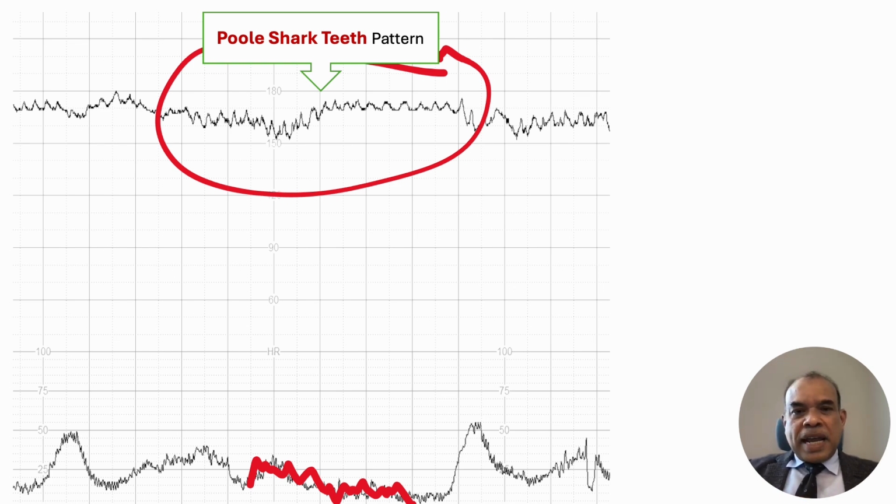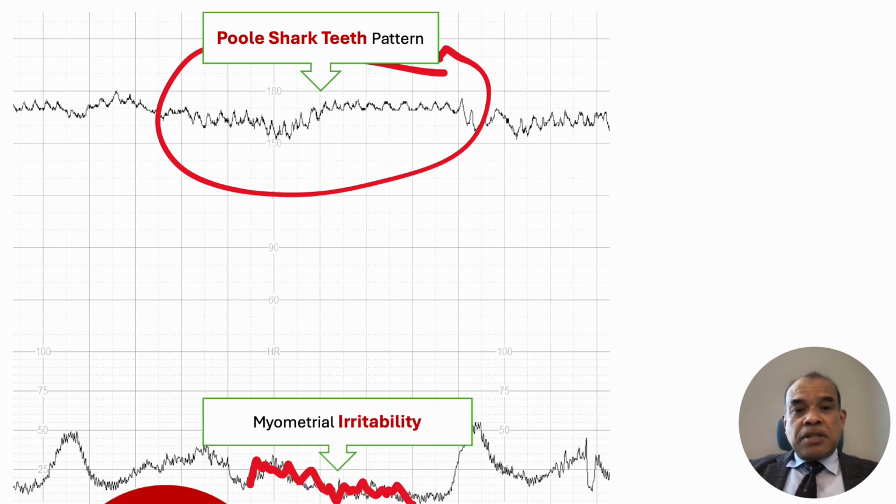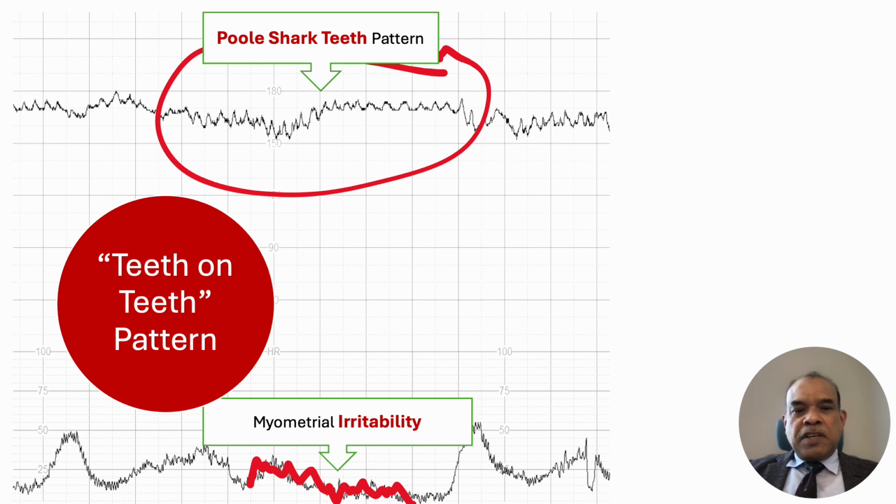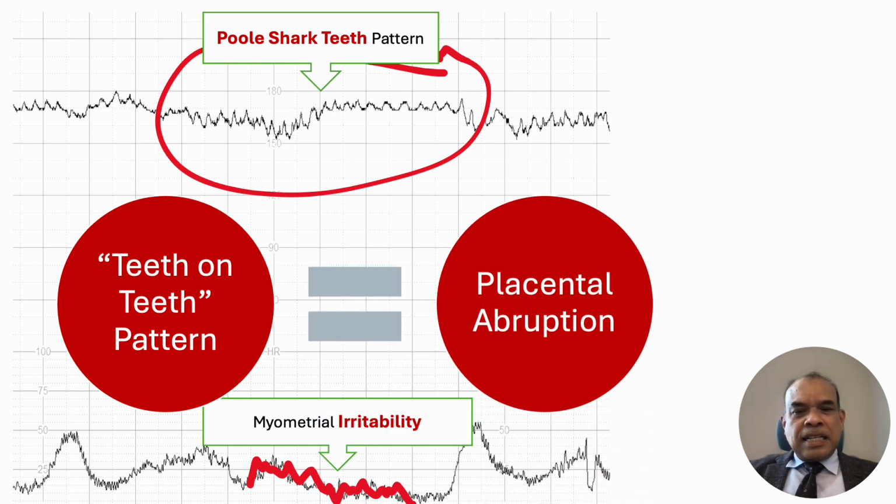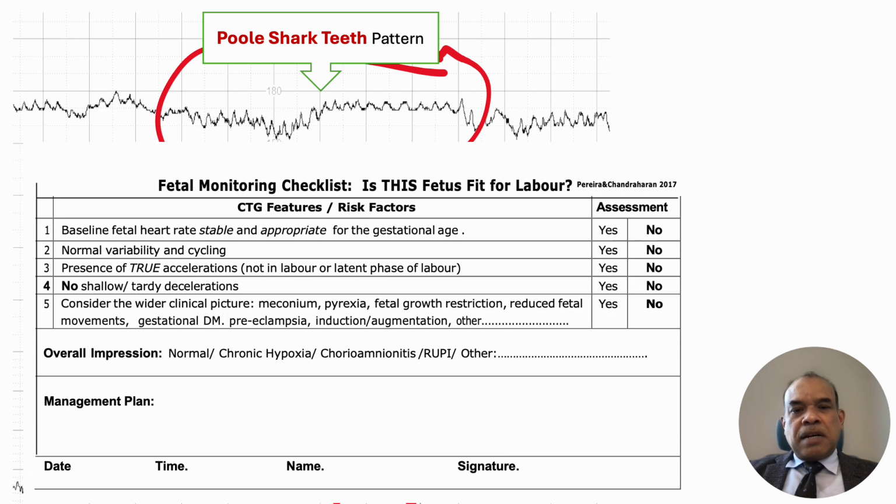But in this case, you can see there is the Poole Shark Teeth pattern, and there is also myometrial irritability, and this is what we call the teeth on teeth pattern. There are teeth here and there are teeth here. So the teeth on teeth pattern is only placental abruption due to irritation and loss of fetal blood volume.